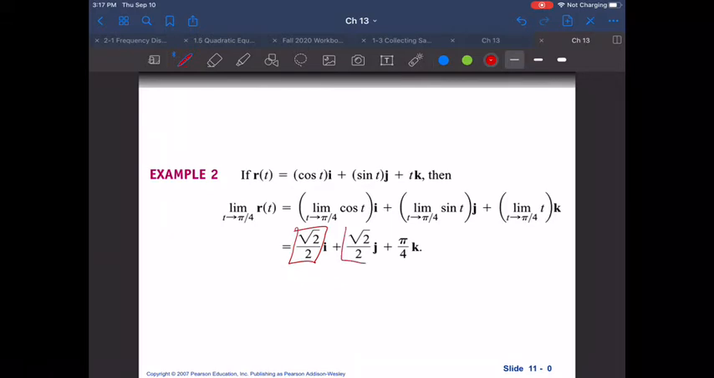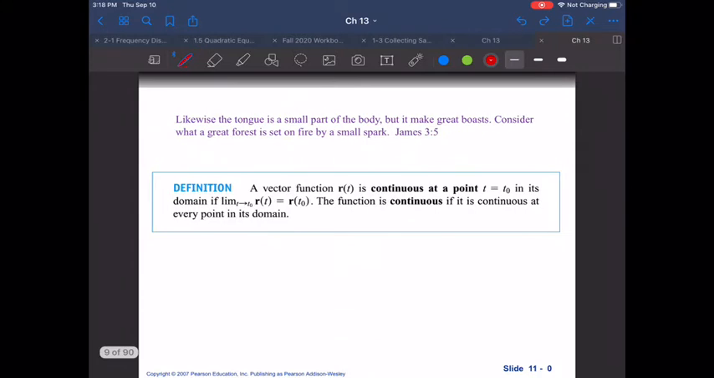And the same thing for sine of t. The limit as t goes to pi over 4. And then the limit of t as t goes to pi over 4 is just pi over 4. So pretty straightforward and should pretty much go right along with what you already know about taking limits. Just apply it to each component.